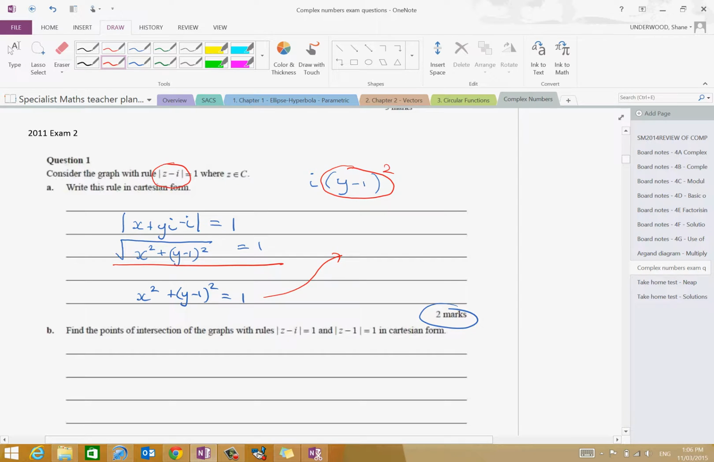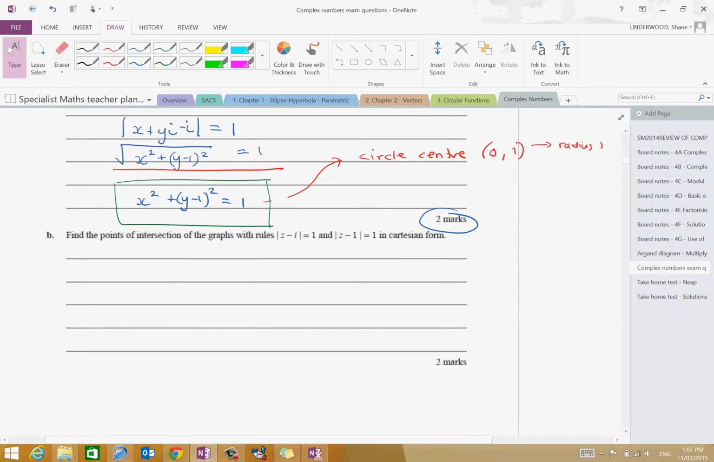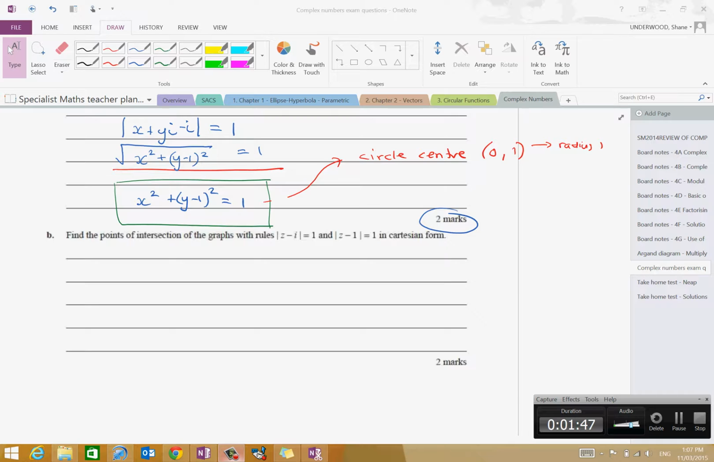Now, not that we have to do this, but what is this? In Cartesian form it is a circle. Its centre is 0, 1, and we've got a radius of 1. That is not required. All that is required is this equation. That is what we require for 2 marks and some method. There you go, we've done that in under 2 minutes. We've been going for 1 minute and 46.